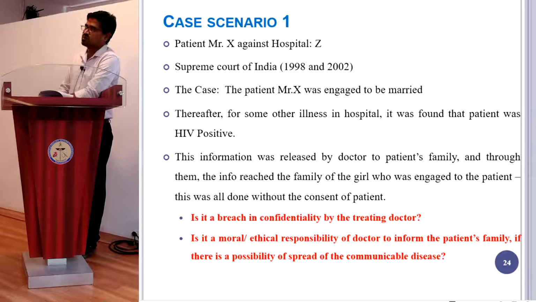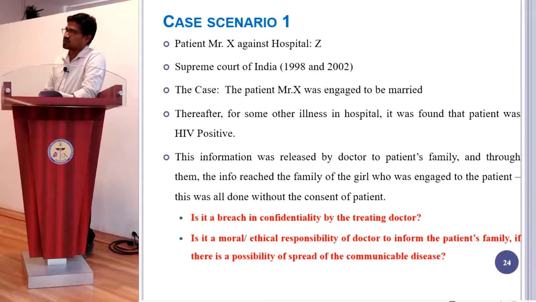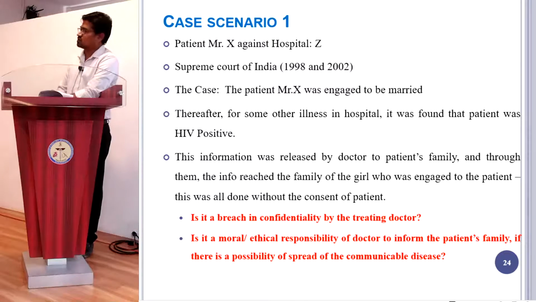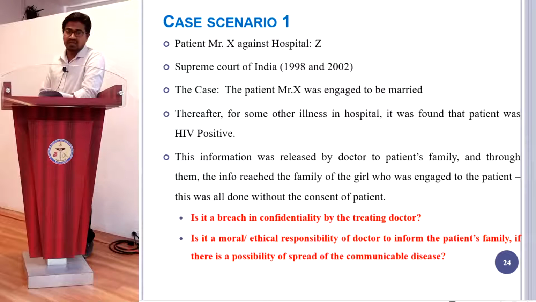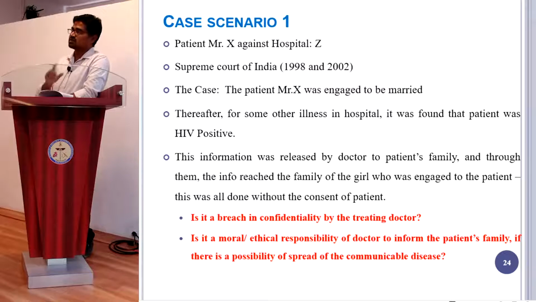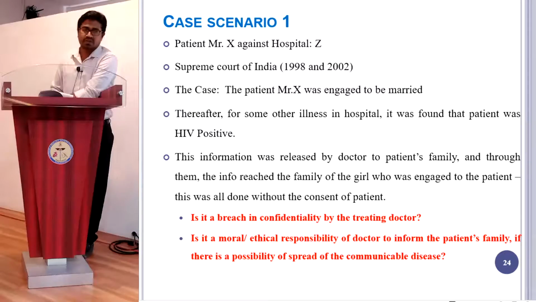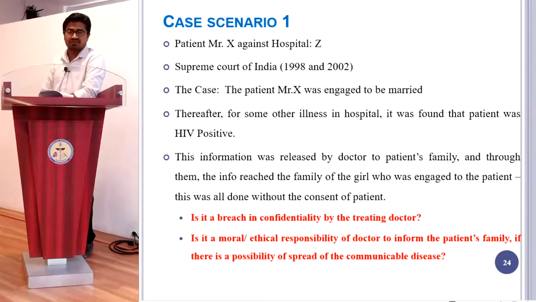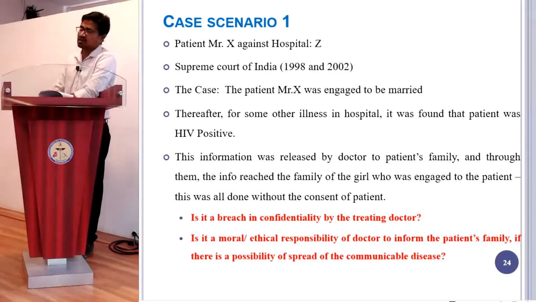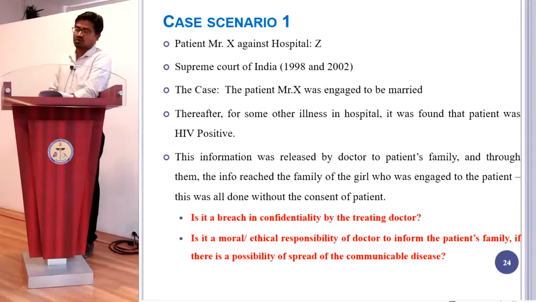Thereafter, for some other illness in hospital, it was found that the patient was HIV positive. He went for some routine screening and was found HIV positive. This information was released by the doctor to the patient's family, and through them the information reached the family of the girl who was engaged to the patient. This was all done without the patient's consent. So Mr. X was suffering from HIV, it was detected accidentally, and that information was revealed to the patient's relatives, and through them it went to the girl who wanted to marry Mr. X. Now the question is, is it a breach of confidentiality by the treating doctor?